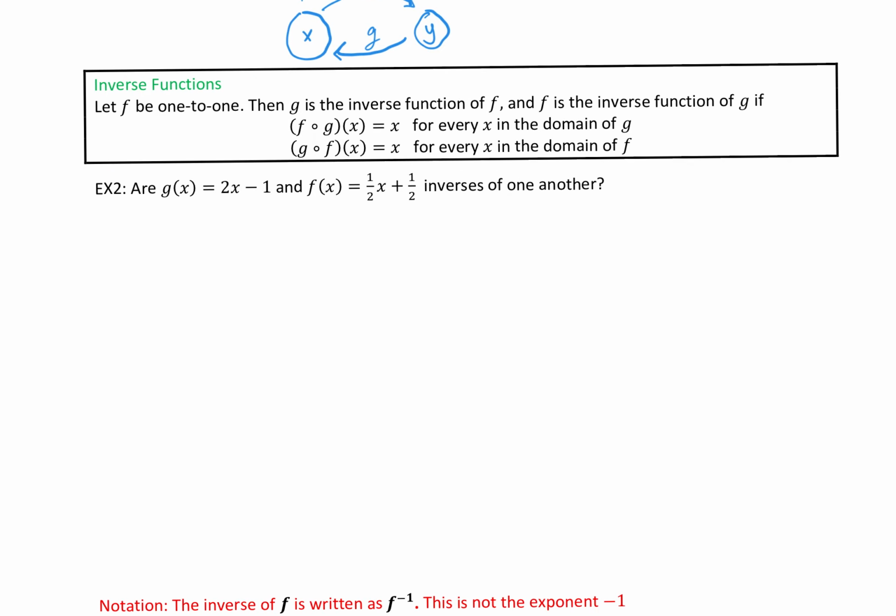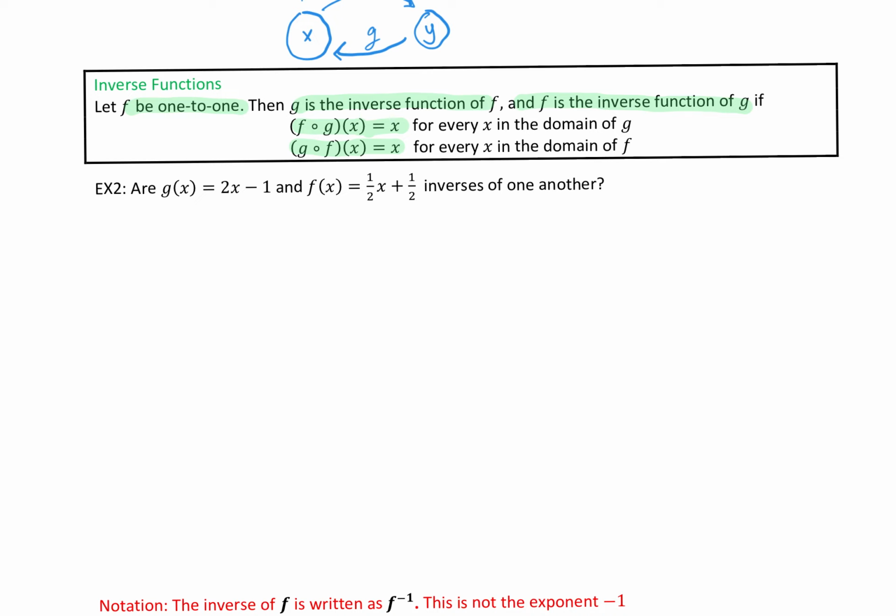Formally, how we say that is that if f is 1-to-1, then g is going to be the inverse function of f, and f is going to be the inverse function of g. They're inverses of each other if, when you compose them, and remember this is not multiplication, this is composition, so it's f of g of x, you put an x into f of g and you get back that same x. It remains unchanged. And you have to compose them in both directions, so you also have to check that g of f of x is also equal to x.